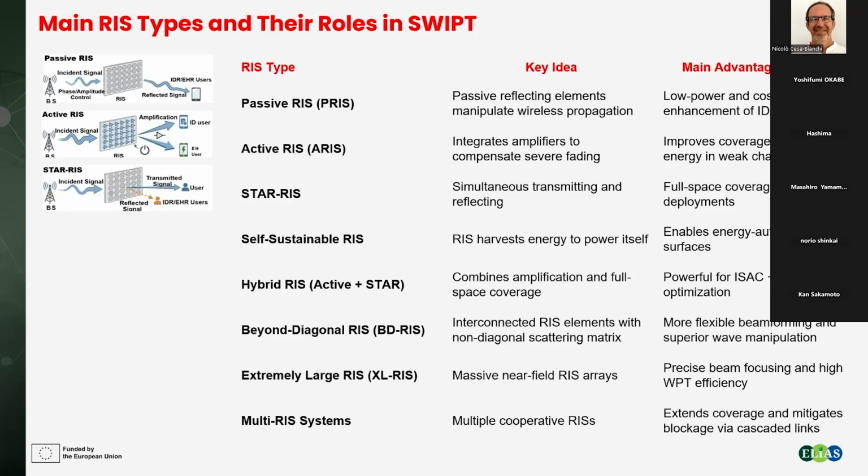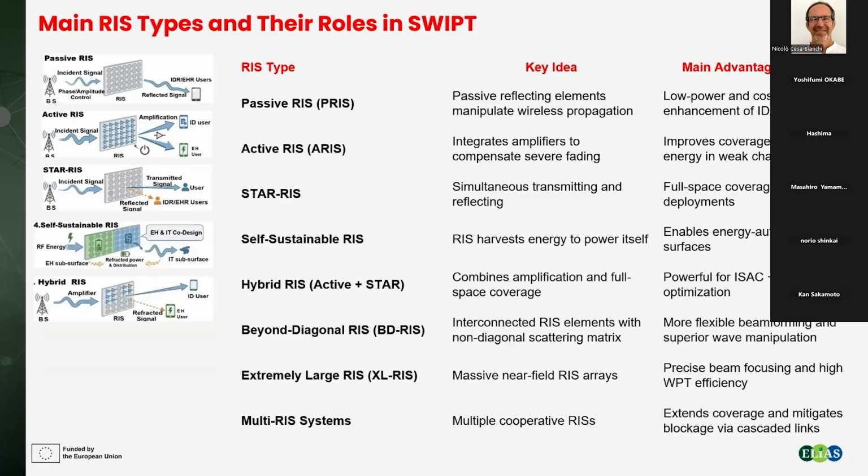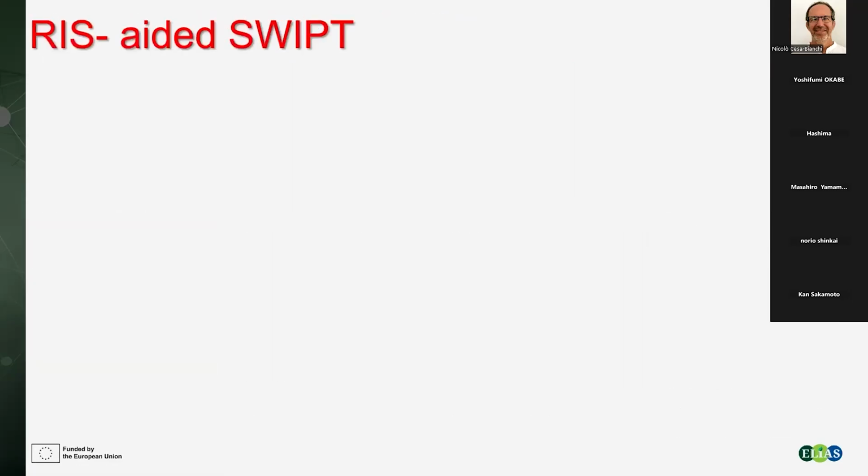Also, there is self-sustainable RIS, which contains energy harvesting. There is hybrid RIS, which means that in the same RIS we have either active or passive or STAR. And also there is beyond diagonal RIS and extremely large RIS, which have a large number of antenna elements, and also multi-RIS.